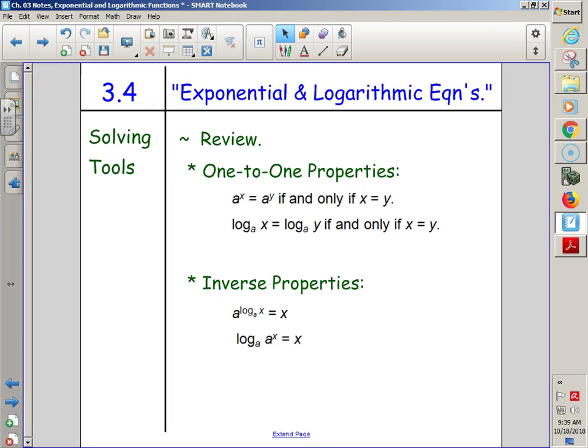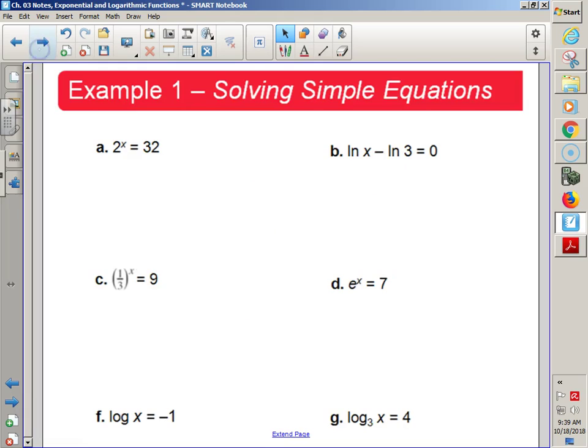Inverse property. A to the power will undo a log base A, and log base A will undo an A to the power. These are all skills that we've been working on. So what was the point of these skills? Getting introduced to these types of functions, getting introduced to their main characteristics in equations and in graphs, even their domain problems if they have any, and learning some of the skills as far as how to break it down.